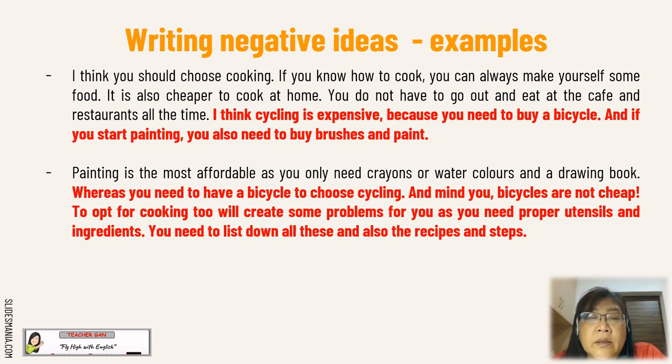And then you can write the negative ideas, such as, I think cycling is expensive because you need to buy a bicycle. And if you start painting, you also need to buy brushes and paint. Another example, painting is the most affordable as you only need crayons or watercolors and a drawing block. Whereas you need to have a bicycle to choose cycling. And mind you, bicycles are not cheap.